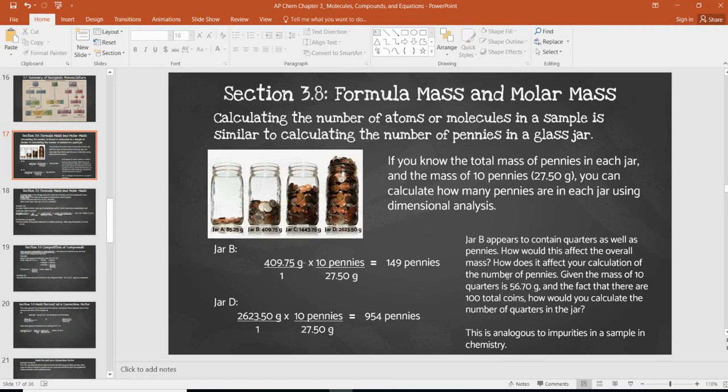Given the mass of 10 quarters is 56.7 grams, so if you know the mass of the quarters and you know that there are quarters in here, and the fact that there are 100 total coins, how would you calculate the number of quarters in the jar? Okay, so this is like a bonus question, but this is going to be something that comes up later when we have a mixture of different compounds and we're trying to figure out how much of the impurity there is.